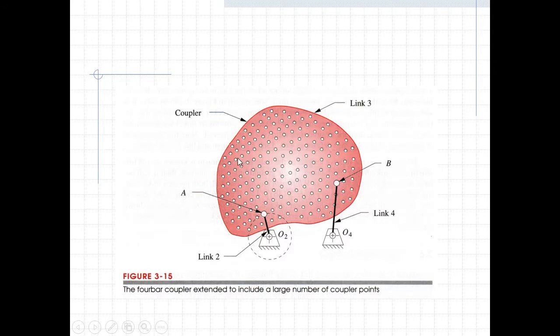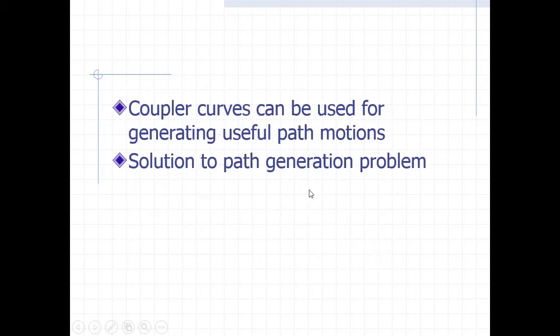We could again put the pencil in this point and it would trace out a different path, or perhaps put the pencil here at this point and again trace out a different path. Since we have an infinite number of shapes which we can draw and an infinite number of points inside of that shape, every linkage traces out an infinite number of coupler curves. Coupler curves can be used for generating useful path motions, and it is the solution to the path generation problem.